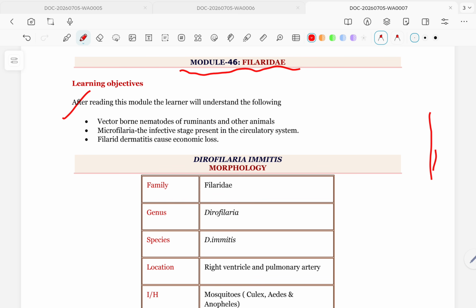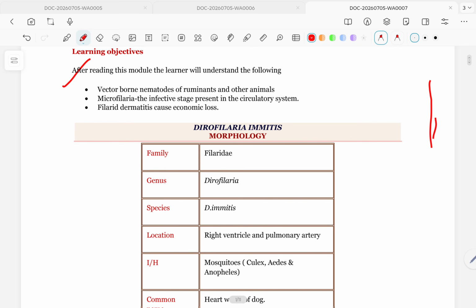Microfilaria, the infective stage, is present in the circulatory system. Filarial dermatitis causes economic loss.